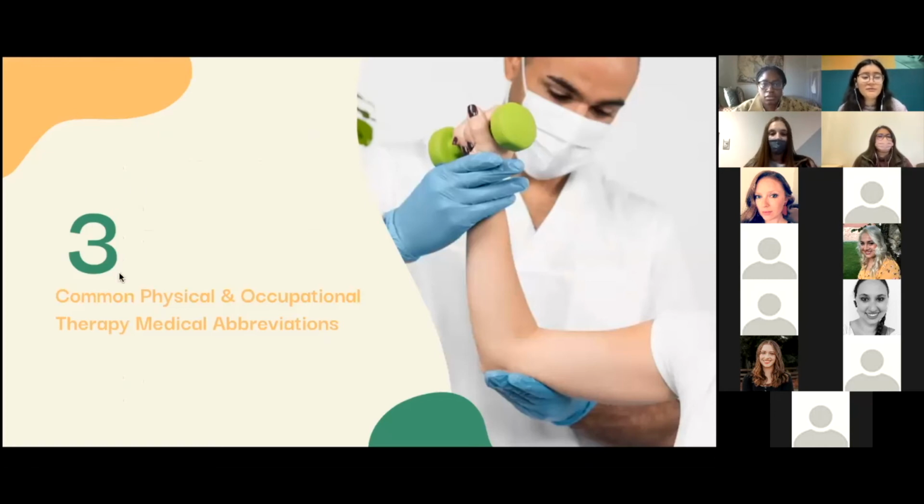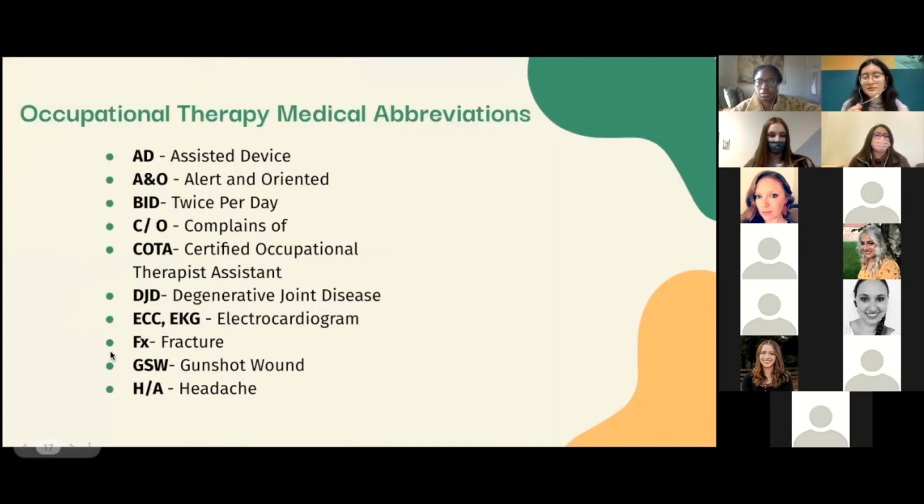Okay, so now some common physical and occupational therapy medical abbreviations. Hopefully the background talking isn't too bad, but for occupational therapy, a lot of these are used in both of them, but we tried choosing some specific ones for each one. So AD assisted device, and this could be anything like mobility aids, wheelchairs, scooters, prosthetic devices. A&O, alert and oriented, BID, twice per day. CO, complaints of blank. COTA, certified occupational therapist assistant.